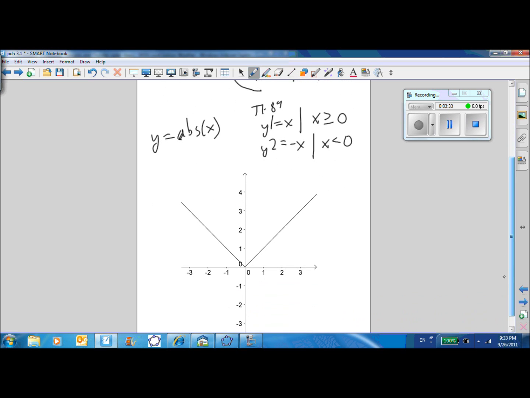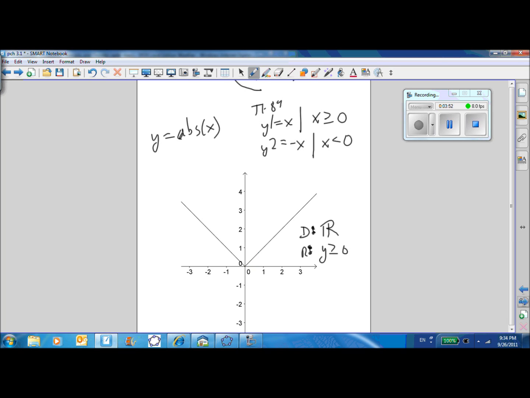And you get a V shape, a domain of all reals. The range, that is what can come out for y, is y greater than or equal to 0. And you get this sharp corner, this vertex at 0, 0.